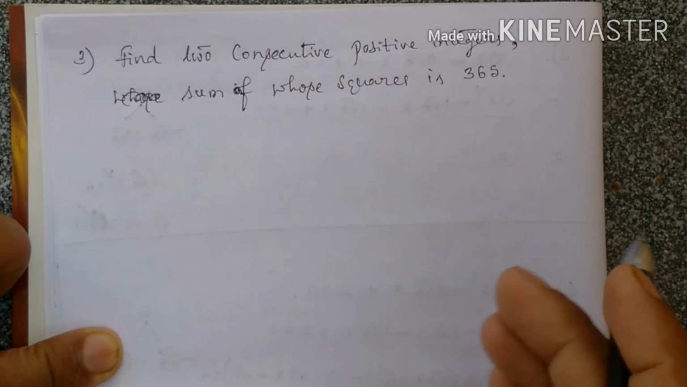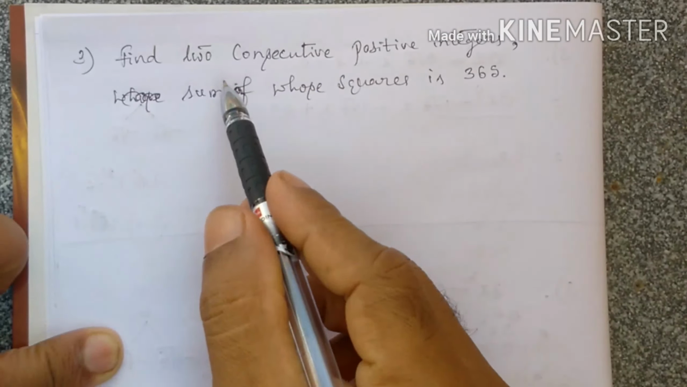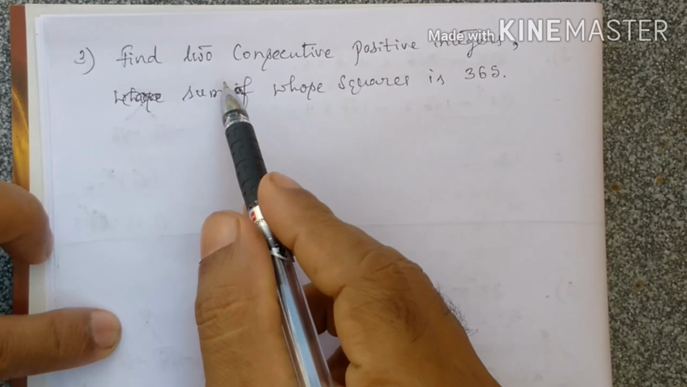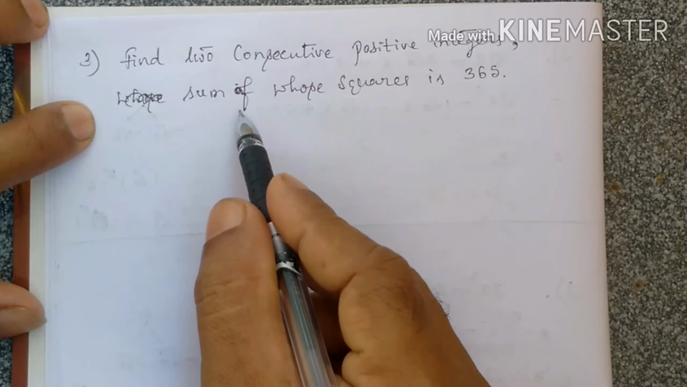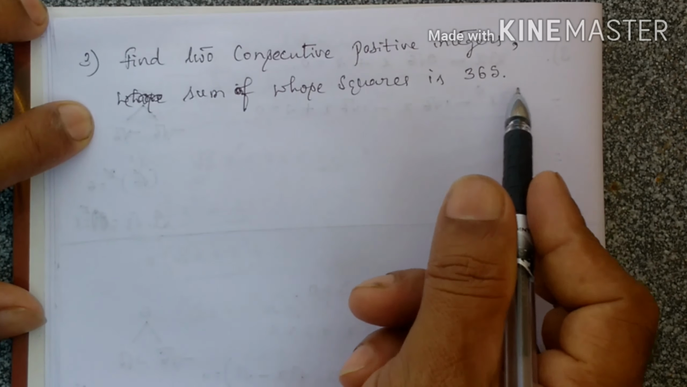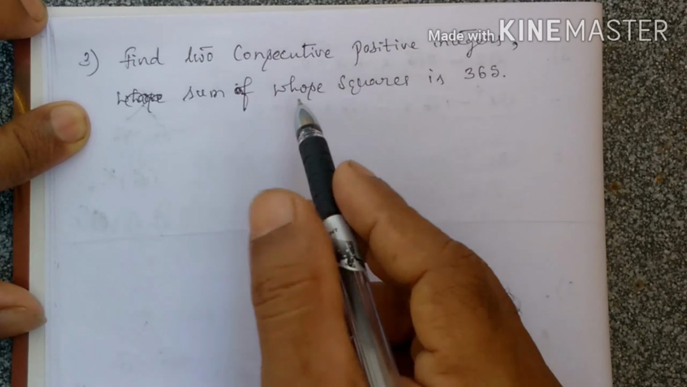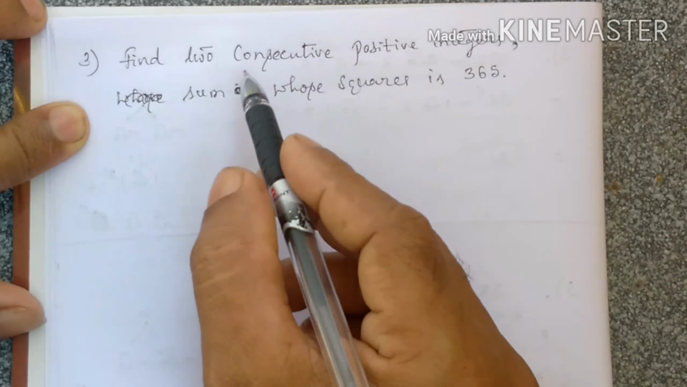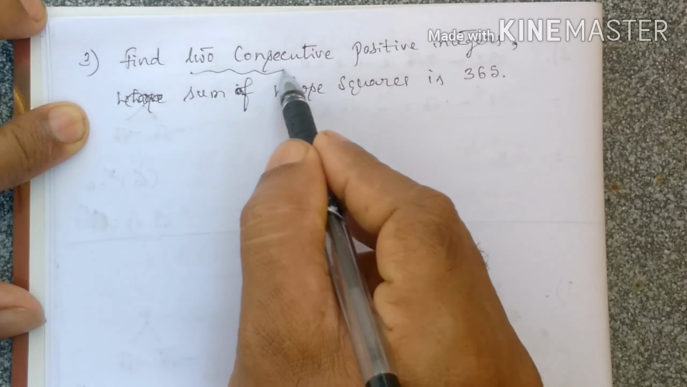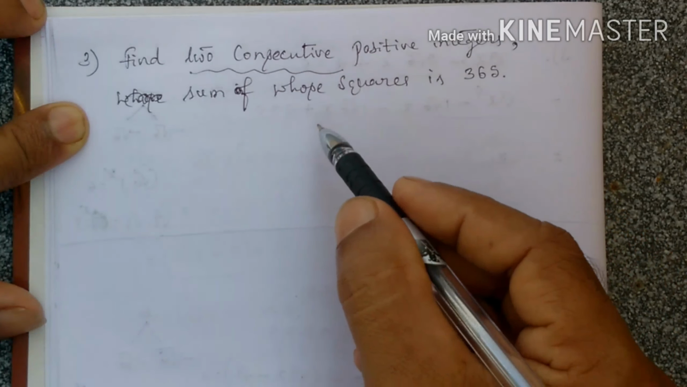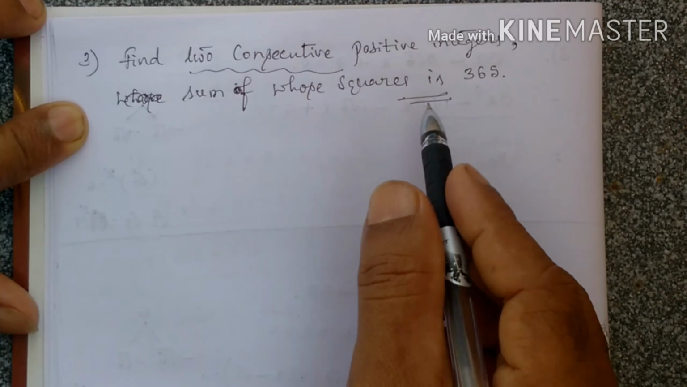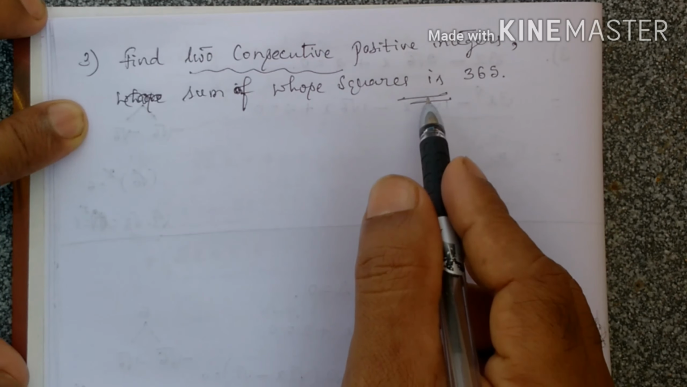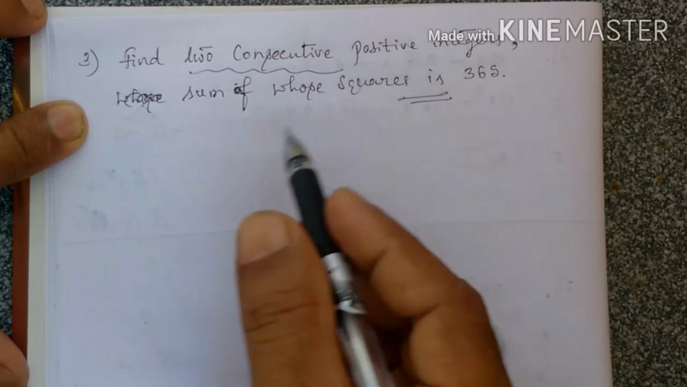Dear students, related to quadratic equations, I have taken one more word problem. The question is: find the two consecutive positive integers, the sum of whose squares is 365. So here we need to find two numbers. How are the two numbers? They are consecutive numbers, and the sum of whose squares is 365. So first we need to choose the two consecutive integers.